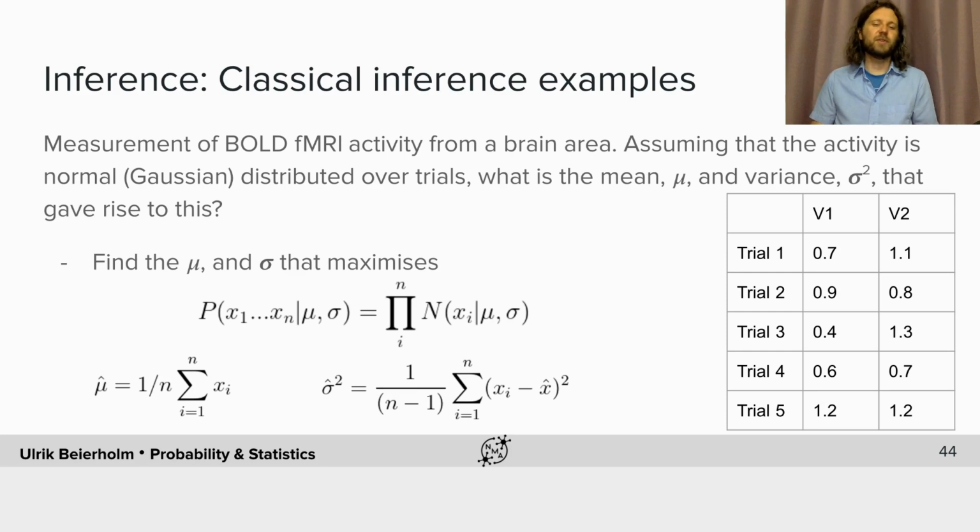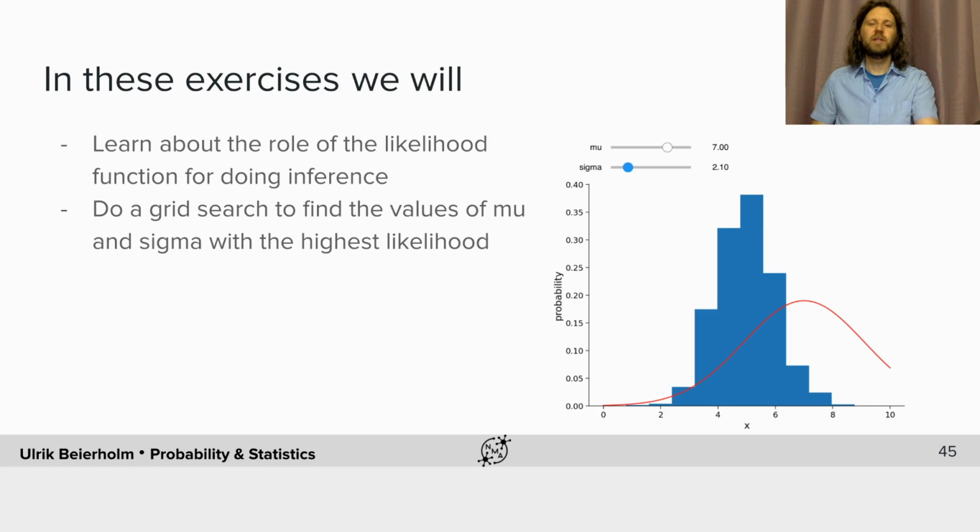So you've done that before, and you know how it works, of course. But we're going to look at it a little bit more in the exercises. You'll get to think a little bit more about what likelihood really means for doing inferences, and do a little bit of a grid search to try and find some of these values of mu and sigma that have the highest likelihood.